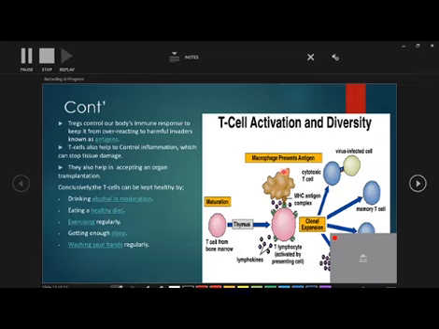Among the roles of T cells that are highlighted in this diagram, they help in antigen presentation by macrophages. We also know that they mature in the thymus. They also lead to clonal expansion.